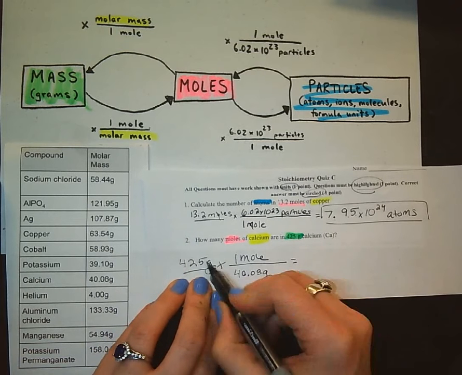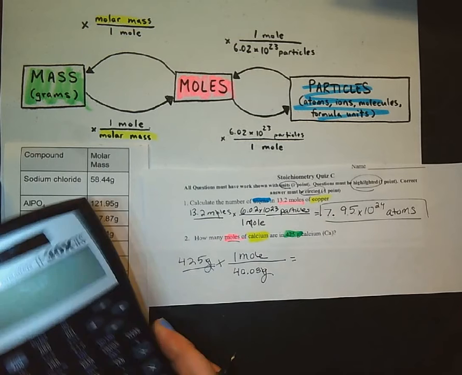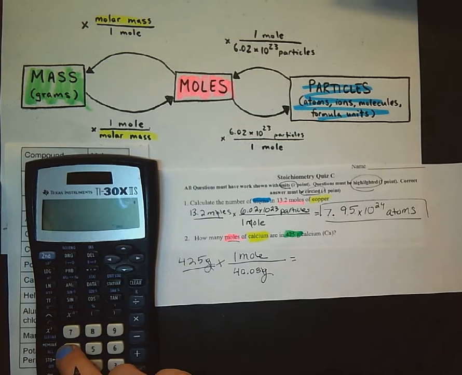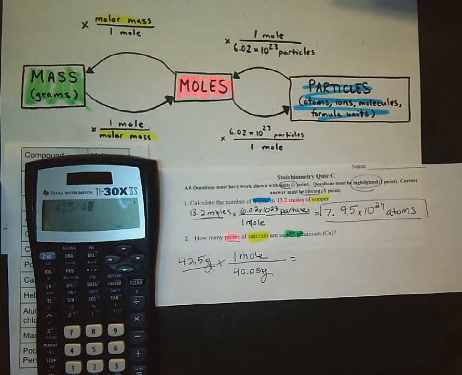Grams is going to cancel out. You're going to end up in moles. That's the unit that we want. So you're going to go ahead and type that into your calculator. So 425 divided by 40.08 grams.